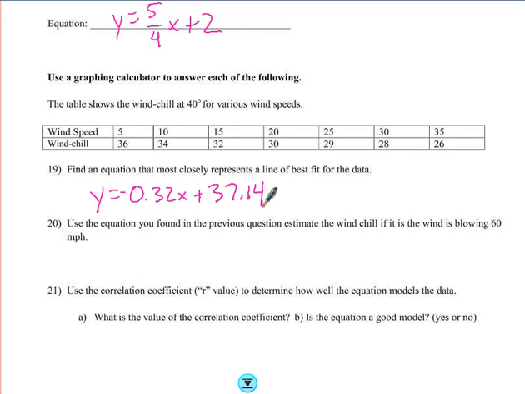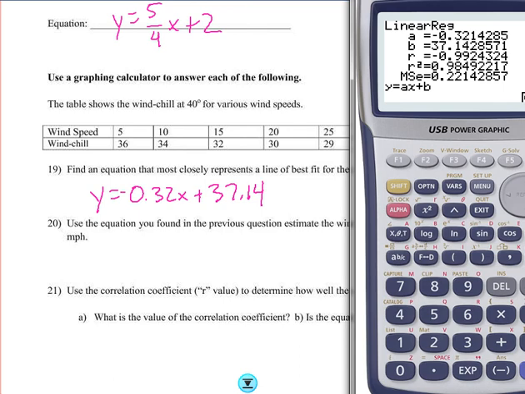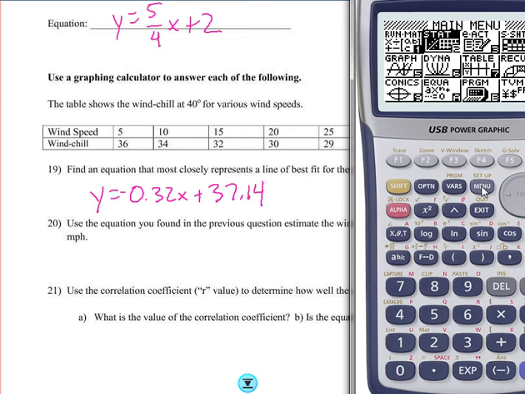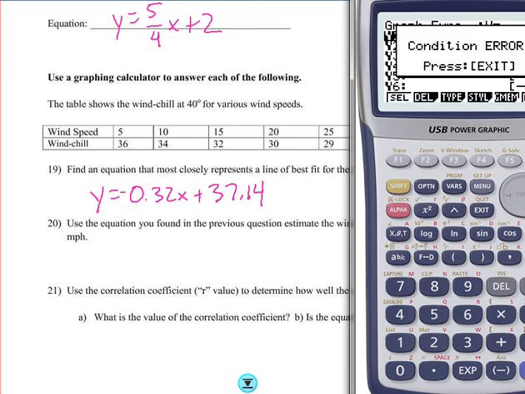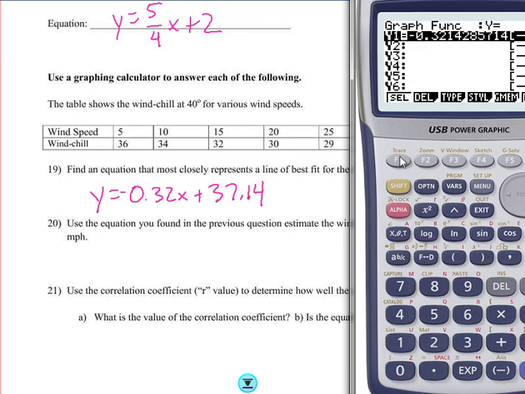Easy enough. Use the equation you found in the previous question to estimate the wind chill if the wind is blowing 60 miles an hour. So I bring this back up. Remember, if I have a TI, it doesn't copy it. In the Casio, it does copy it. So I'm going to copy that into my graph function. Go back to menu. Go to number 5, which is my graph. There's the equation I need, and I forgot to hit F1 to select, so if that happens to you, that's what the error is.